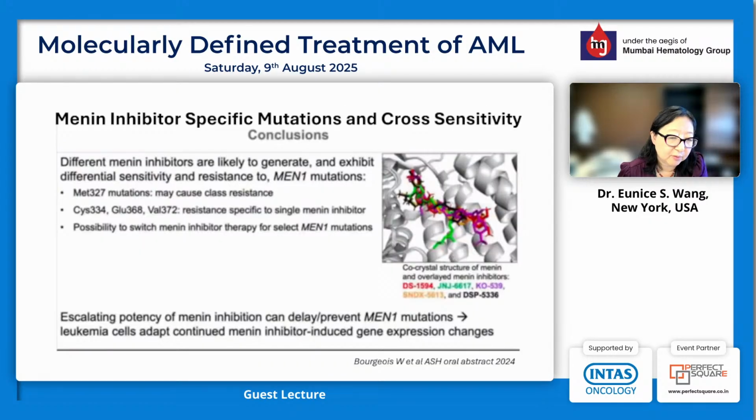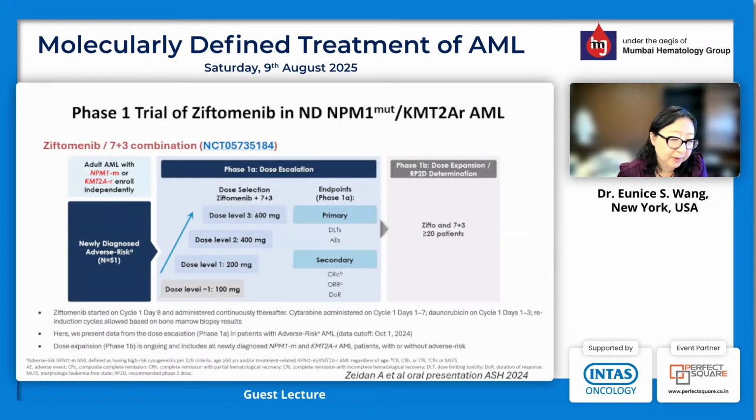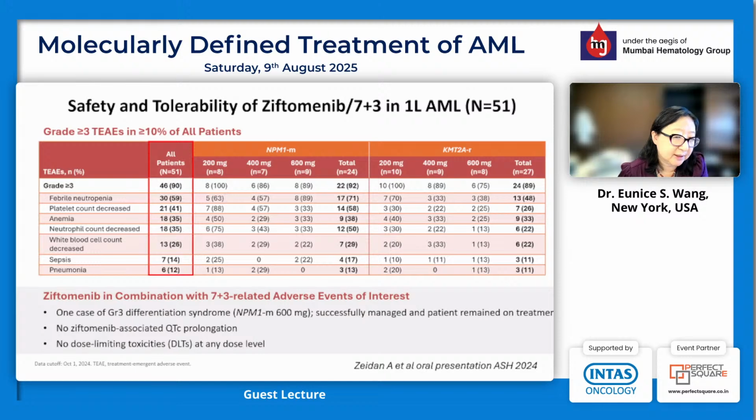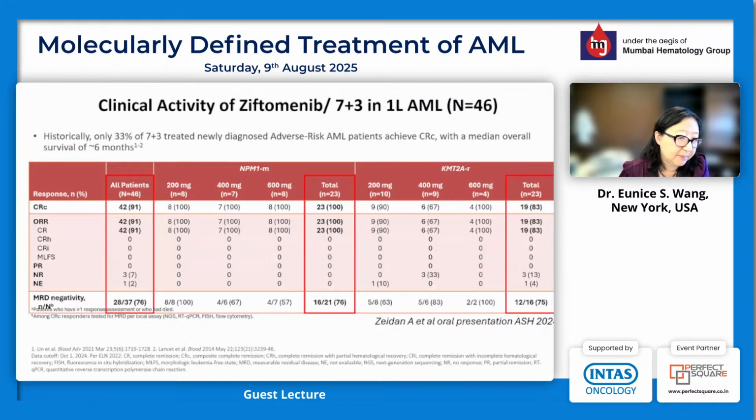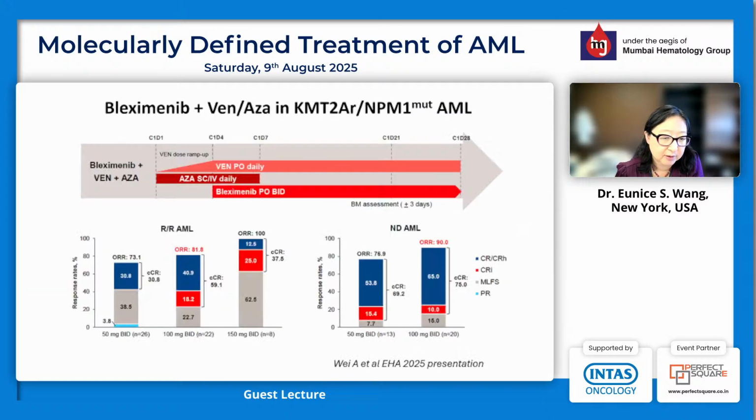So how do we overcome this? Well, there are now some early studies looking at, this is a study of the menin inhibitor ziftomenib plus 7 and 3. And you can see here that the combination of a menin inhibitor with 7 plus 3 leads to an overall total response rate in 100% of patients, CR in 100% of NPM1 mutant patients. 83% of patients with KMT2A achieved a CR after 1 to 2 cycles of therapy. We also see that when you combine the menin inhibitor, here you can see bleximenib plus venetoclax azacitidine.